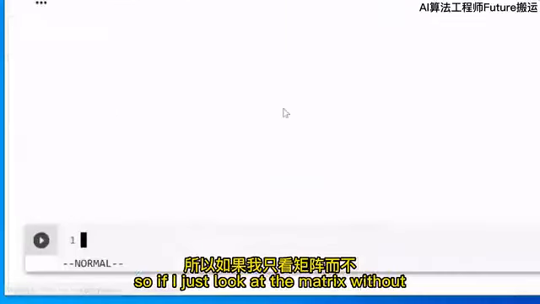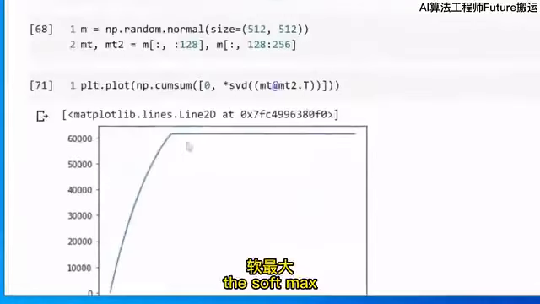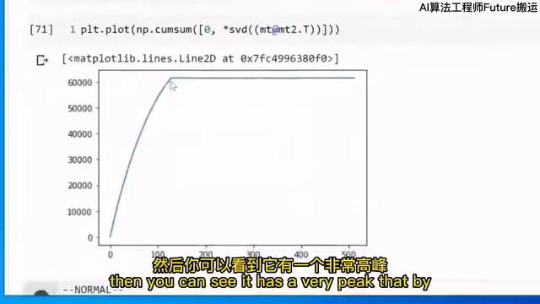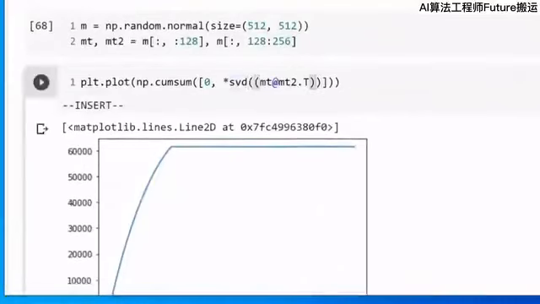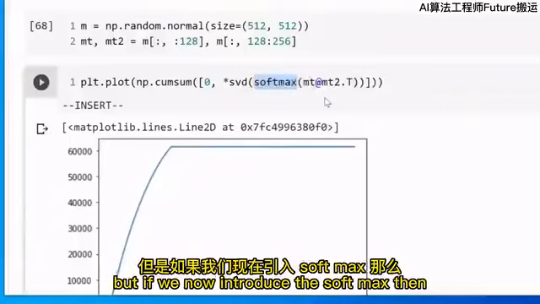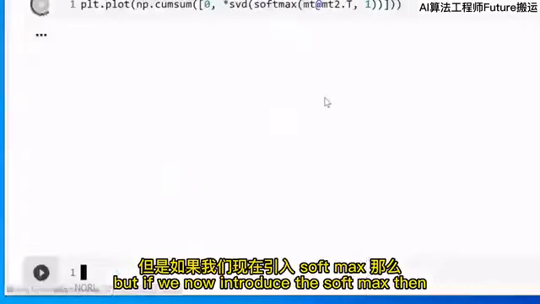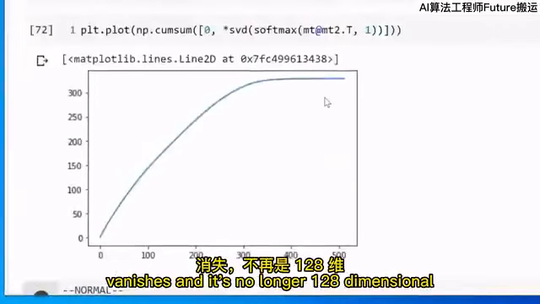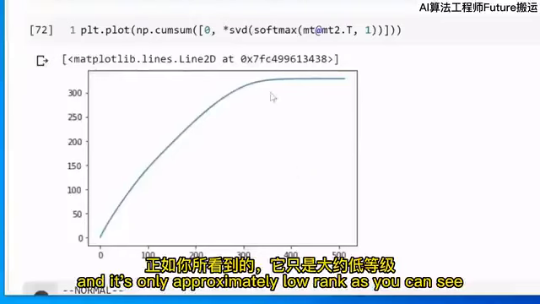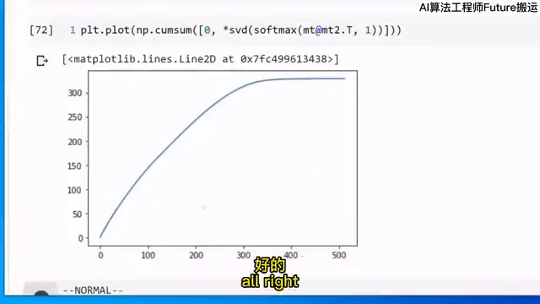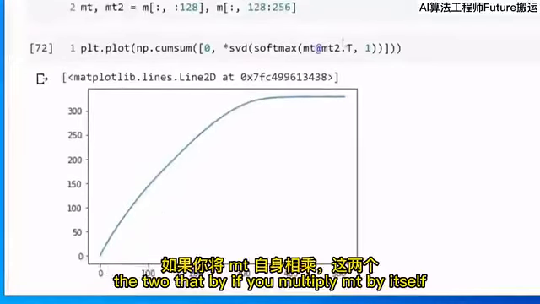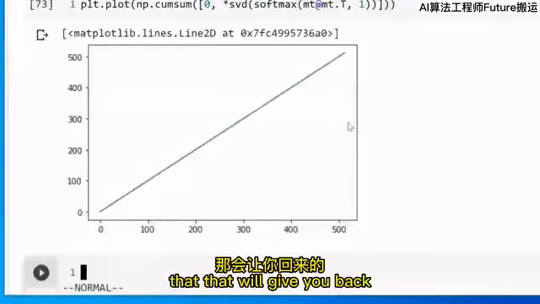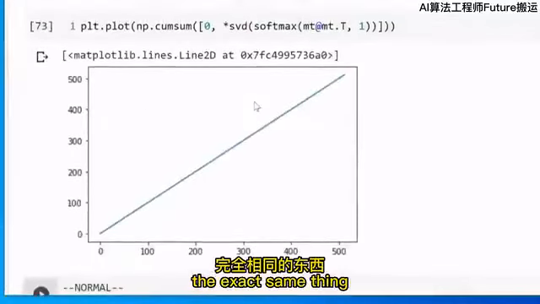So if I just look at the matrix without the softmax, then you can see it has a very peak at the 128, which gives us the indication it's actually 128 rank, which we already knew. But if we now introduce the softmax, then you can see that this vanishes and it's no longer 128 dimensional, and it's only approximately low rank, as you can see. All right, back to Yannick in the past, who is wholly surprised that if you multiply MT by itself, that will give you back the exact same thing.